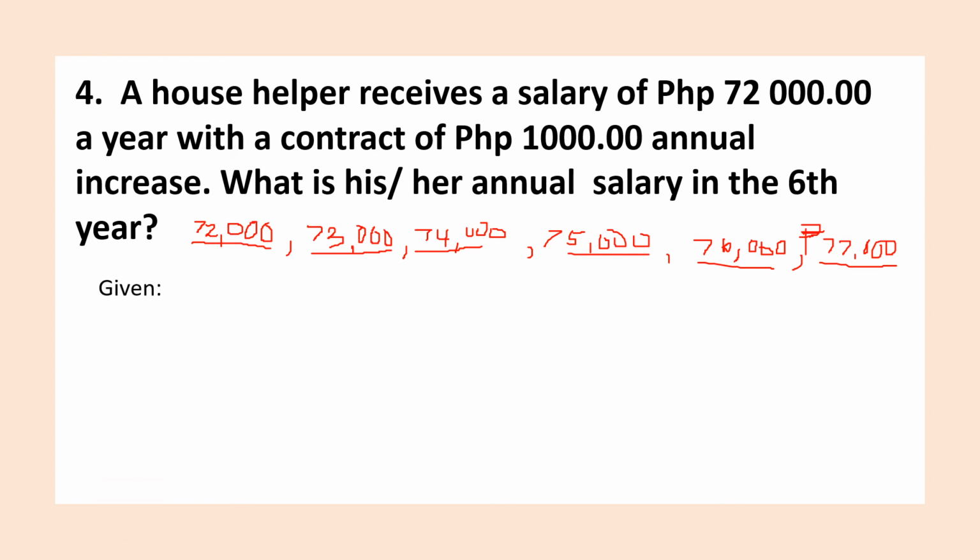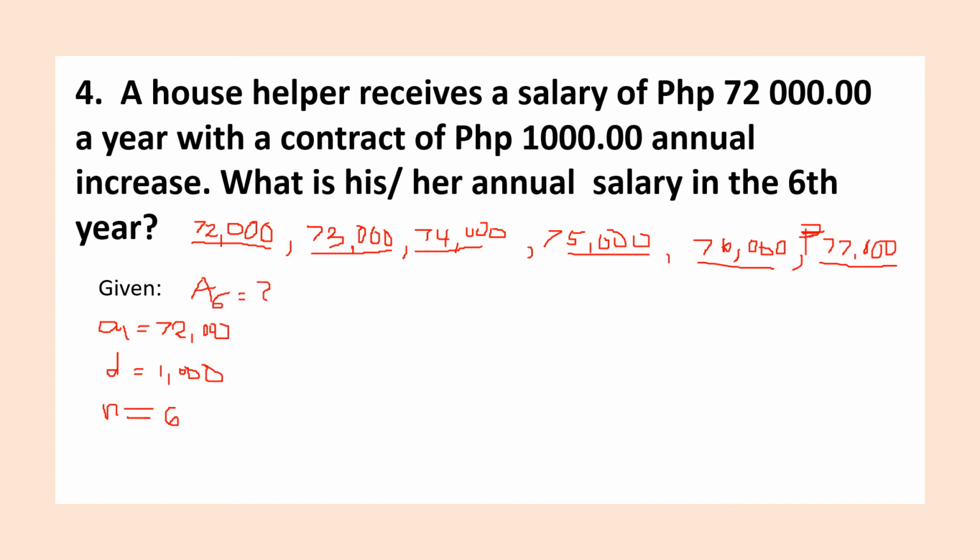Okay? So, pero kung kailangan natin ng solution, ganito po ang magiging solution. So, ang given sa atin ay yung 72,000, which is the first term. So, first term yon kasi yun yung salary niya nung first year niya sa pagiging house helper. So, 72,000. Yung ating D, yung common difference natin, ay 1,000. Kasi nadadagdagan ng 1,000 kada taon yung salary niya. And then, yung ating N is 6. Kasi pang-6 na taon yung pinapahanap sa atin. So, ang unknown ay yung A sub 6.